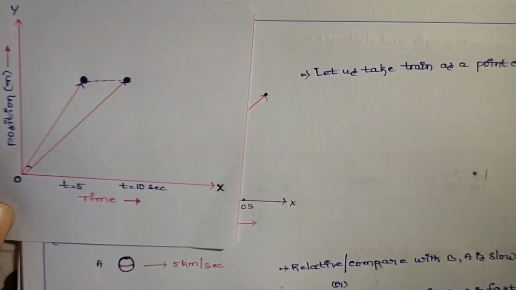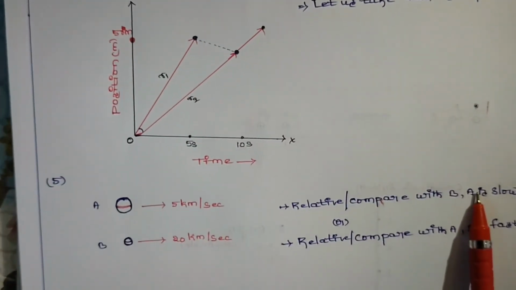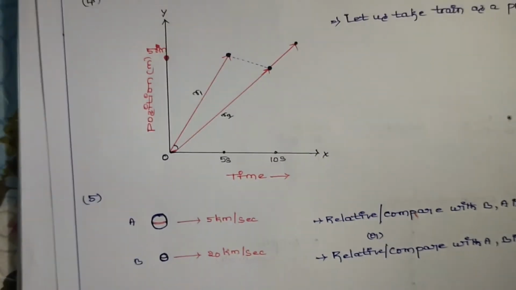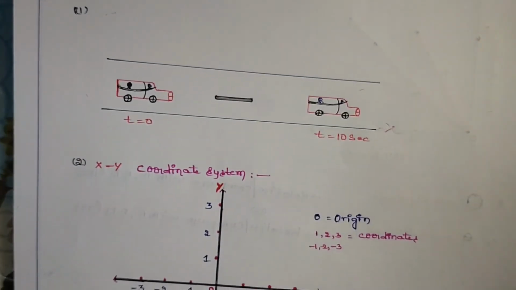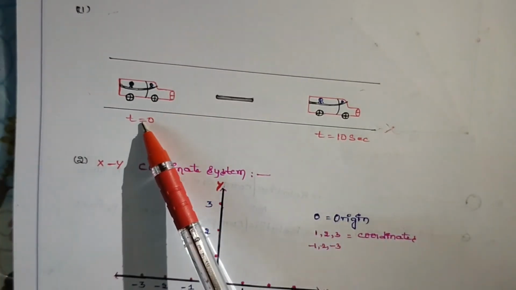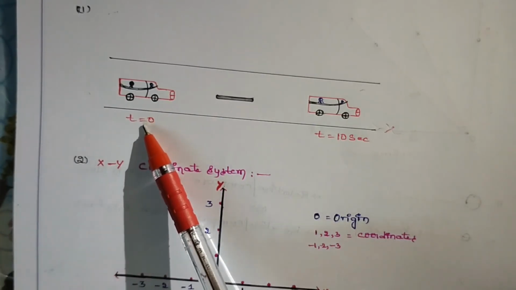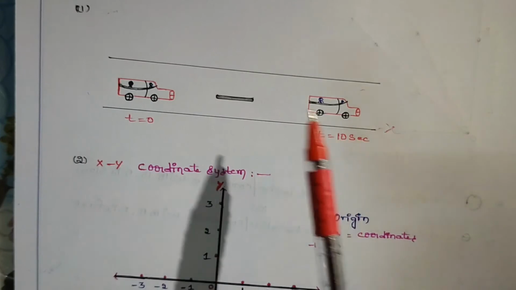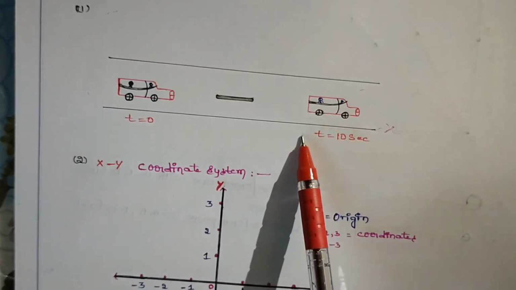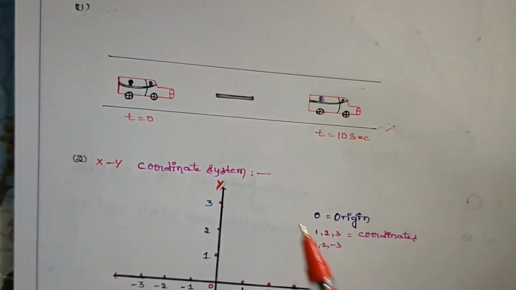Here we have to confine ourselves to the study of rectilinear motion, which is nothing but motion of objects along a straight line. Here the x-axis is our coordinate system in one dimension. If we take this as the x-axis, the object position is at the origin first at time t equal to 0, and after 10 seconds, the object position is here. So we can say that the position is changing with time, meaning the object is in motion.